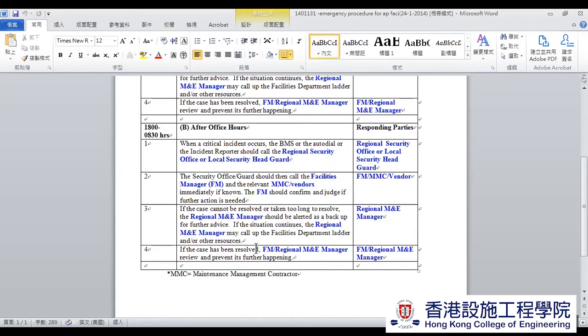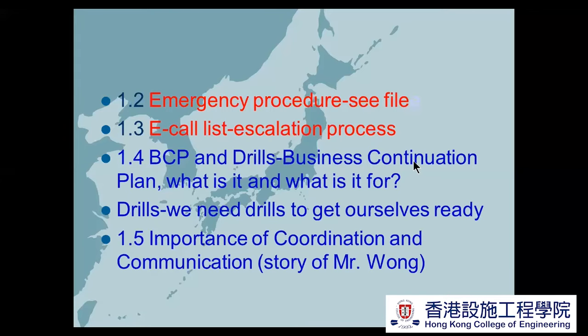Now here, please note that the MMC means the maintenance management contractor. Sometimes we outsource the FM business to external people. All right, so this is the emergency procedures. Let's go back. Okay, so we'll talk about item 1.2, the emergency procedures.